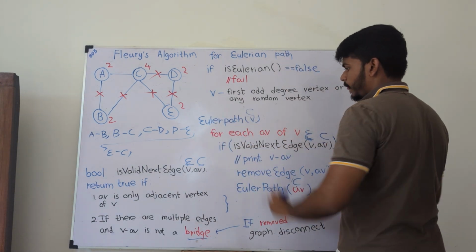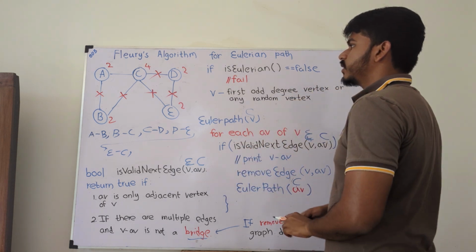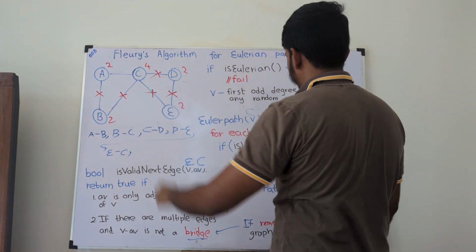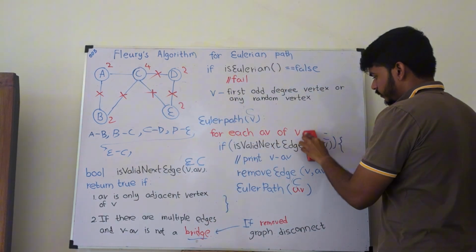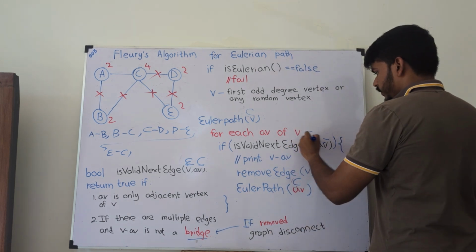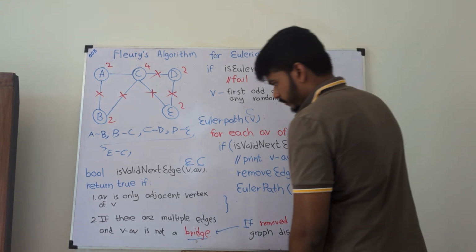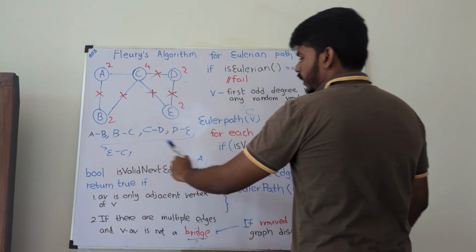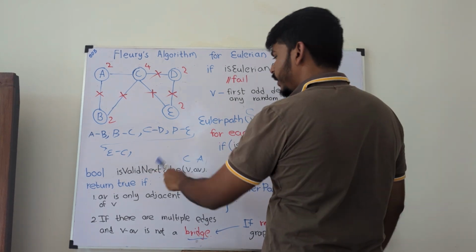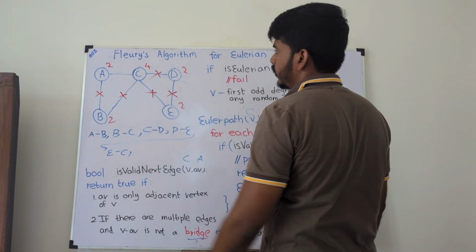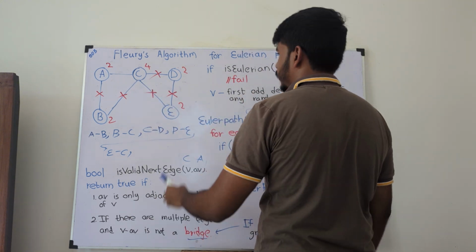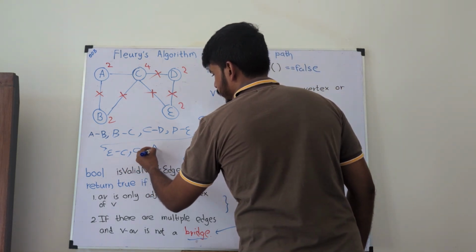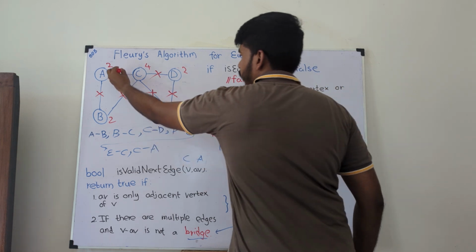Here again C. Then for each adjacent vertex of C, only A vertex is available. So we are taking that. C adjacent vertex A. Here A is the only adjacent vertex of C. It is true since all these edges are removed. A is the only adjacent vertex of C. So it is going to return true. Then after that we are going to print that edge. After that we are going to remove it.